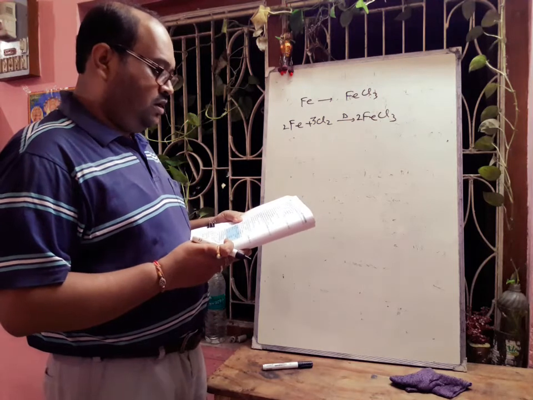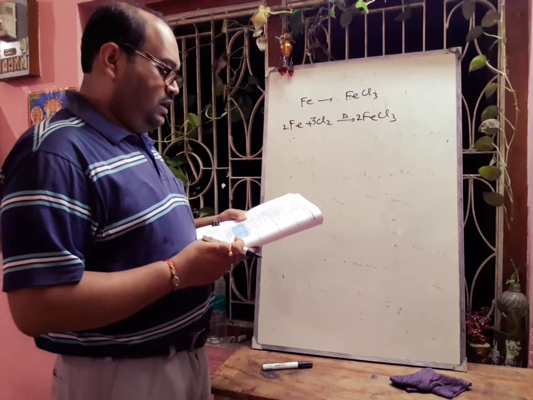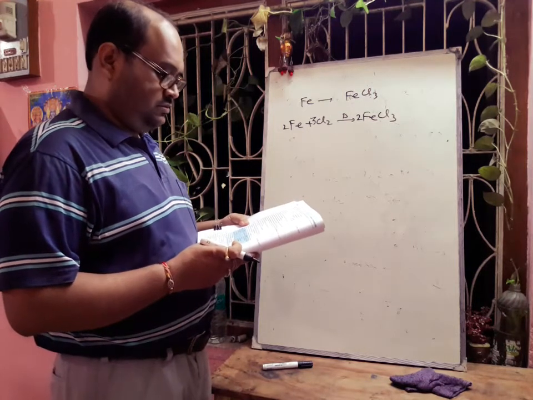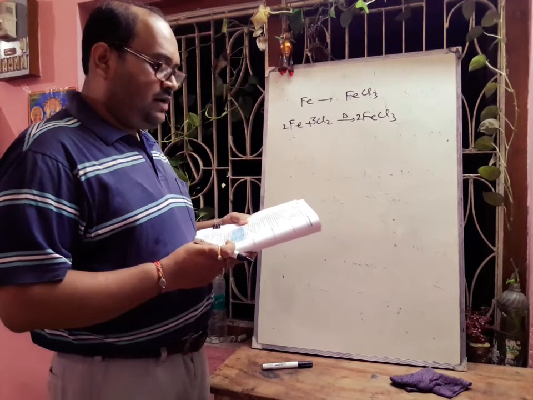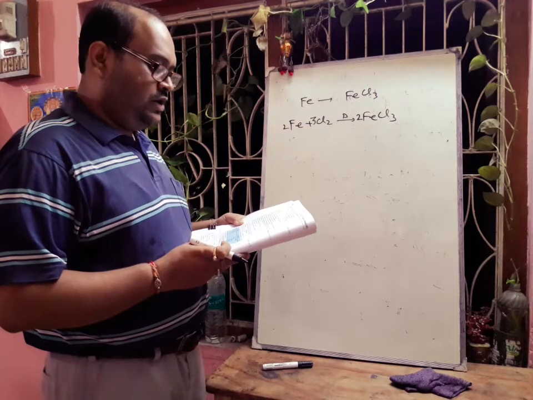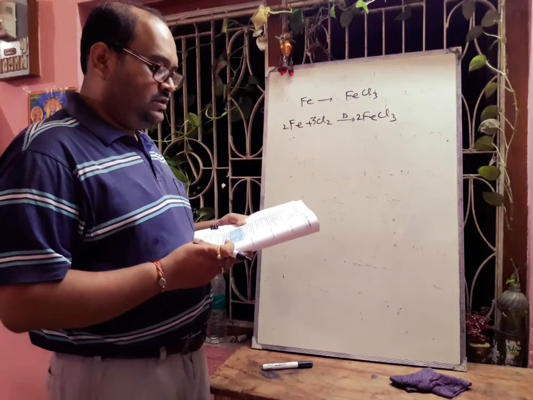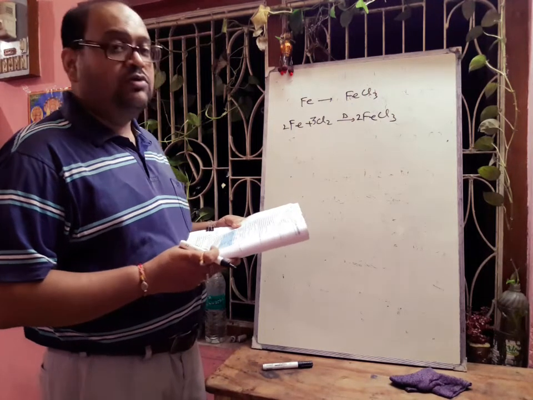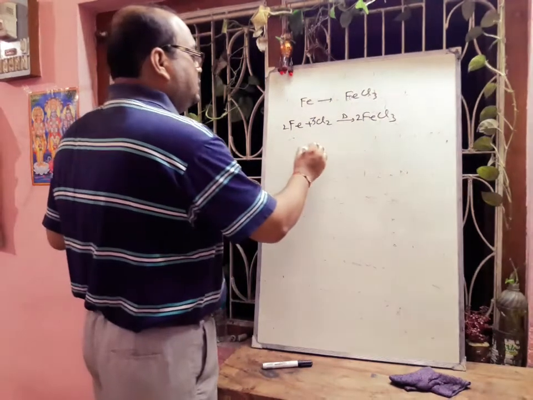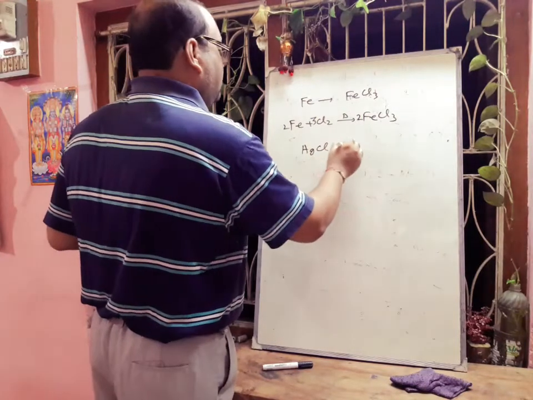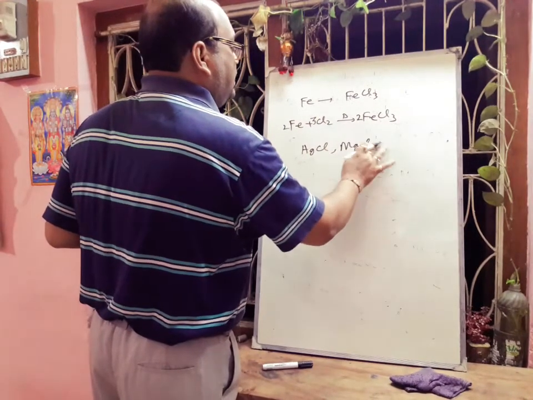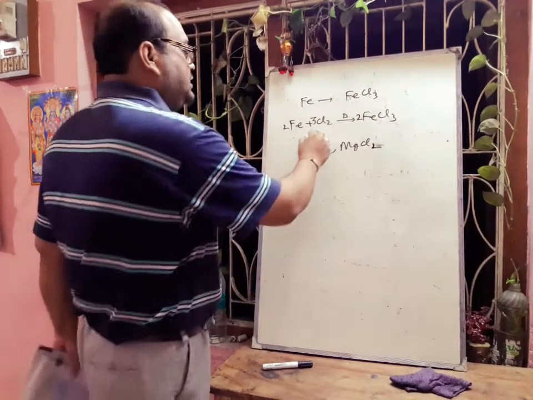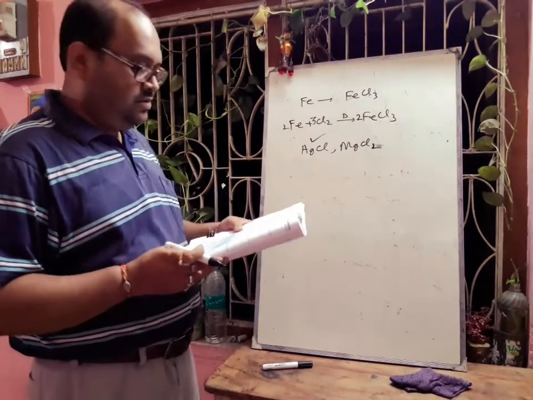Next. From the list of salts, you have to tell which one is an insoluble chloride. Options are given: silver chloride, magnesium chloride, sodium bisulfate, lead carbonate, zinc carbonate, potassium nitrate, calcium nitrate. So only two chlorides are there: silver chloride and magnesium chloride. You know that magnesium chloride is soluble in water, but silver chloride is insoluble. So you write this answer: silver chloride, it is insoluble in water.